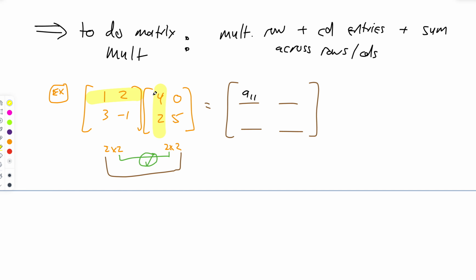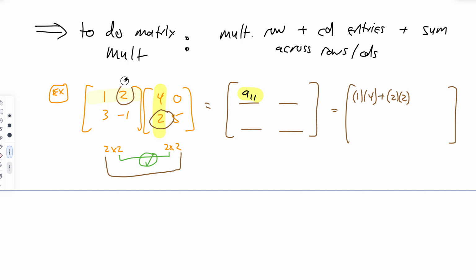So if I'm doing row 1, column 1, I will take the first term in this row, and I will multiply it by the first term in this column. That would give me 1 times 4. And then I will take the second entry and the second entry, right? Second entry in that row, second entry in that column. And I will then multiply those. And then I will add those together, right?